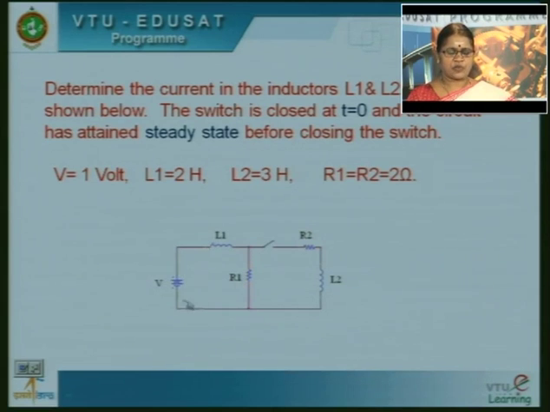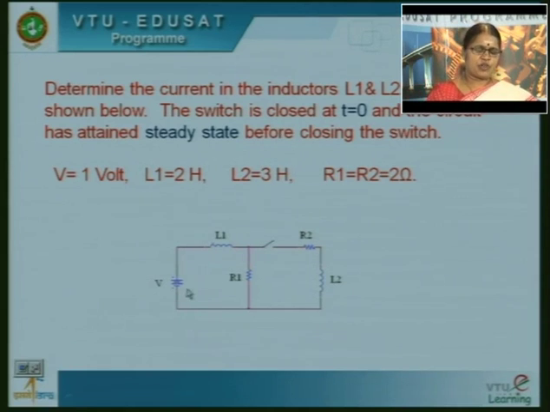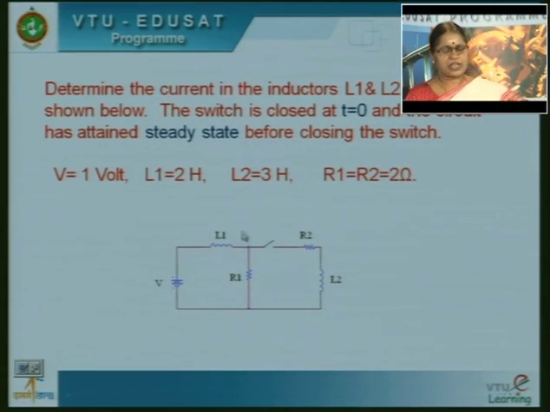When the switch is open, current flows only through inductor L1 and R1. And since the circuit has attained steady state before closing the switch, under steady state condition for DC supply, this inductor acts like a short circuit. So, if the inductor acts like a short circuit, the entire supply voltage appears across the resistor R1, and the current flowing through the circuit is given by V by R1.